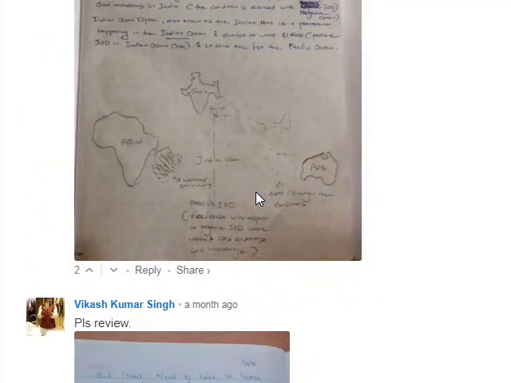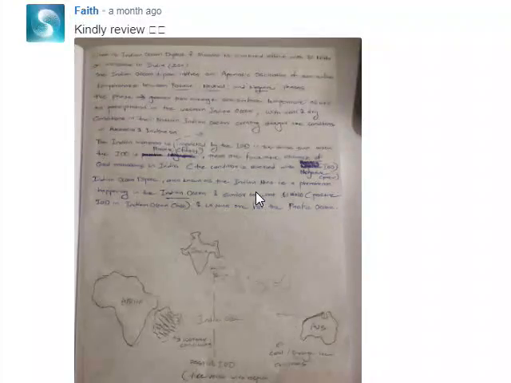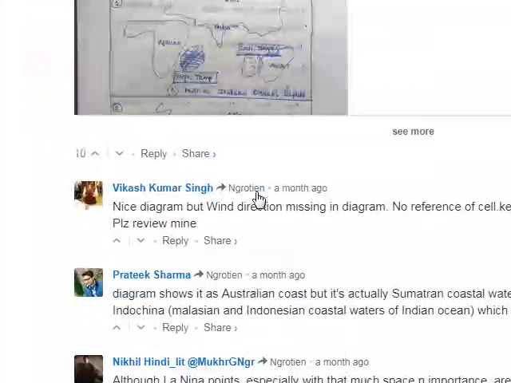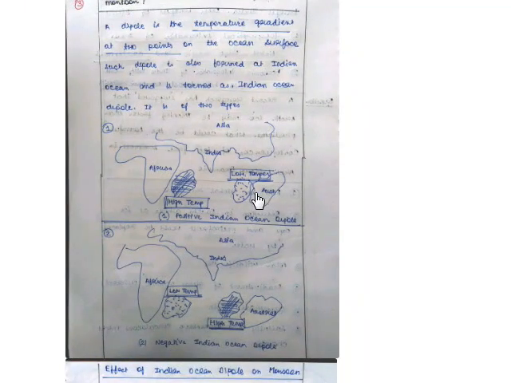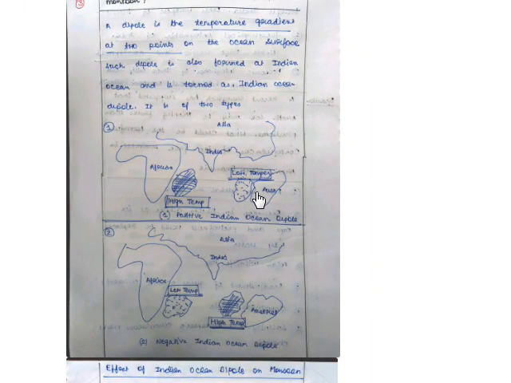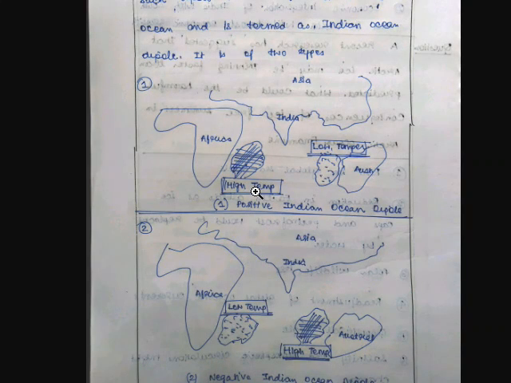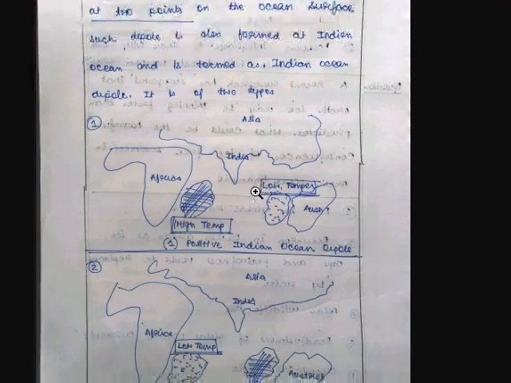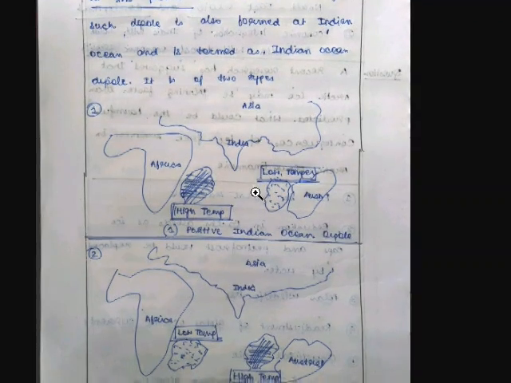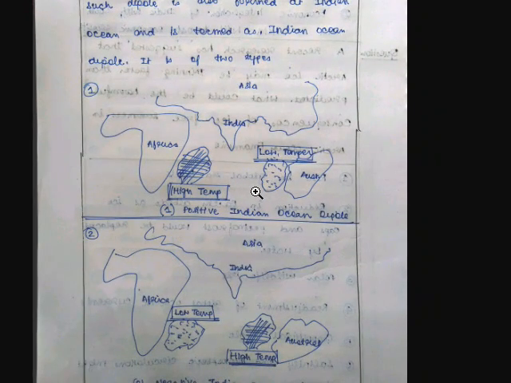This is another diagram, and here is some explanation given. A dipole is a temperature gradient between two points on the ocean surface. Such a dipole is also found in the Indian Ocean and is termed the Indian Ocean Dipole.